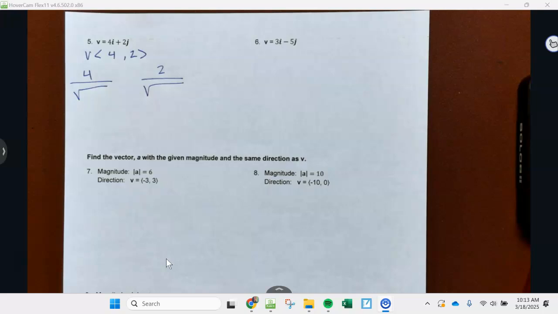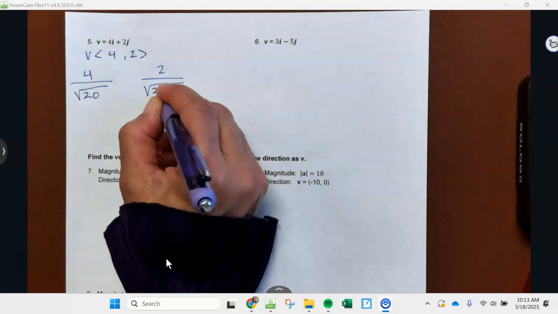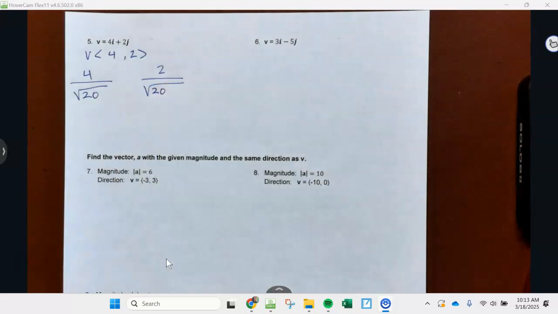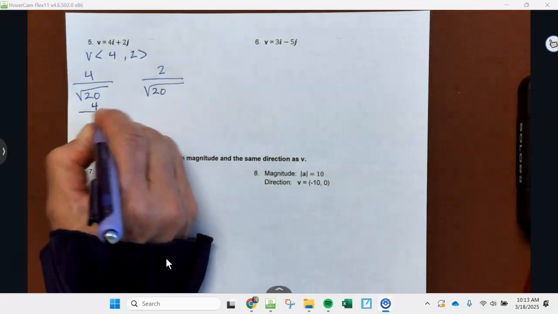So on this one, guys, when you square those numbers, it's going to be 16 plus 4. And 16 plus 4 is 20. And I think all of us know there's a perfect square in 20. That square root popped up a lot in the last unit. Remember, 4 times 5 makes up 20. I'm going to take that 4 out by its root.